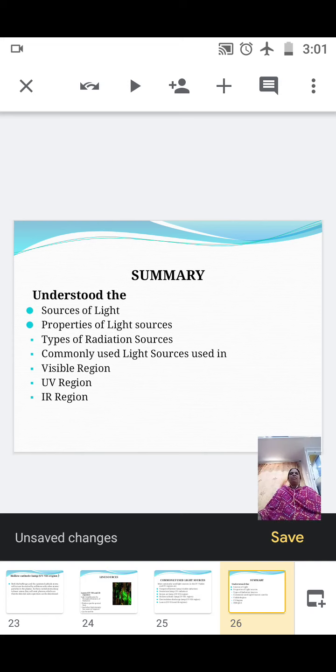So these are the advantages of using lasers when compared to all other light sources. So with this, we will end our presentation today.